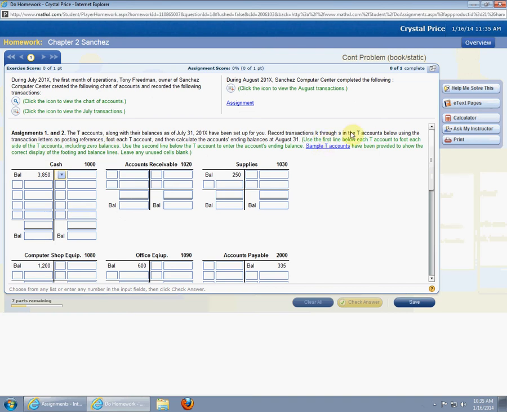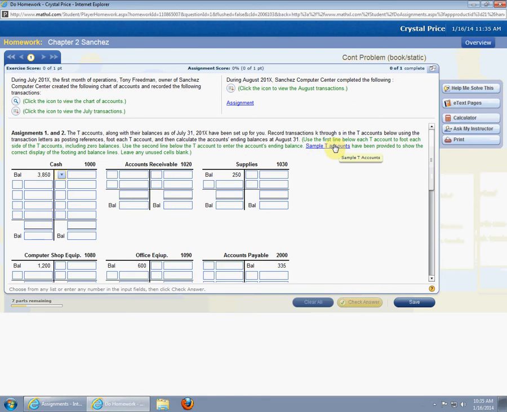Okay, record the transactions K through S in the T accounts below using the transaction letters as posting reference. Foot each T account and then calculate the account's ending balance at August 31st. And it says use the first line below each T account to foot each side of the T account, including zero balances. Use the second line below the T account to enter the account ending balance. So they're talking about here that we'll be footing it and then we'll be putting a balance.